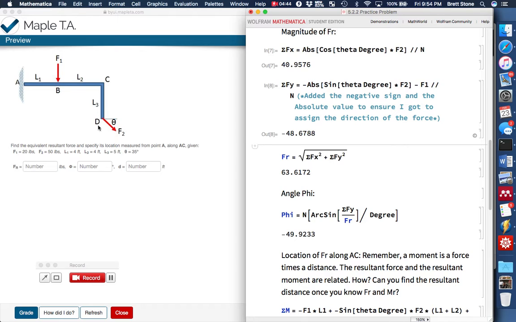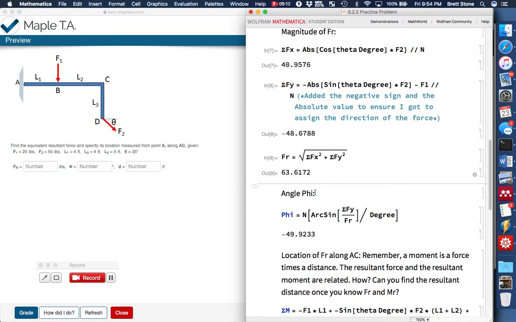So negative 48 is the sum of the y component of F2 and F1. And now we can do the force result. We take the square root, and that, if you want to remember, is control 6. And then square root of the x direction squared plus the y direction squared. And then we'll reevaluate that, and we get 63.6172 is our magnitude of the resultant force.